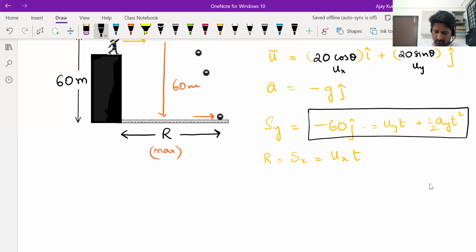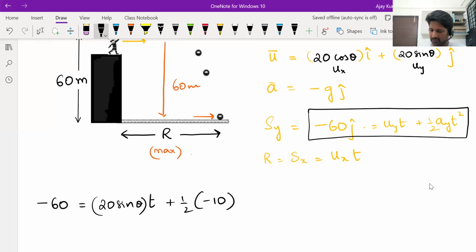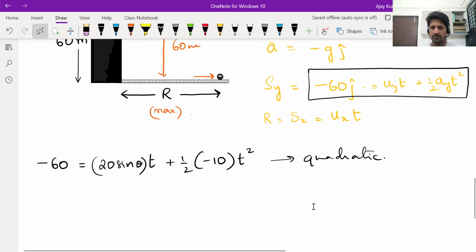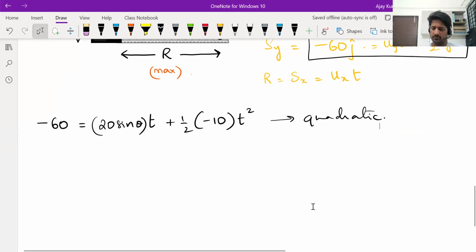So you will be writing minus 60, that is displacement in y direction, is equal to initial velocity in y direction, which is 20 sin theta, so u_y t plus half a_y t square. a_y is acceleration due to gravity, that is minus 10, t square. Now if you see, this is a quadratic equation. But you have a formula for roots of a quadratic equation: minus b plus or minus under root b square minus 4ac by 2a. So this equation can be rewritten like this.